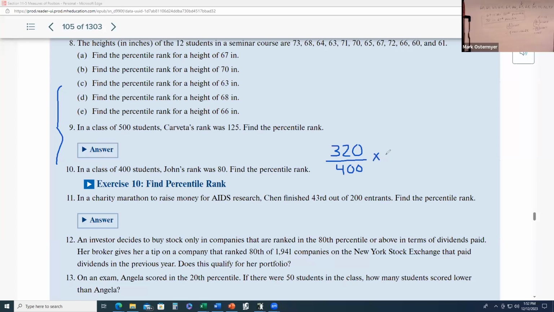So get on your calculator, ladies and gentlemen, dial this up. You tell me what percentile rank is John's rank of 80 out of a class of 400. What's the percentile rank? Let me know if anybody gets it. What percentile rank is this? This is the what percentile? 80th? Yes, the 80th percentile.